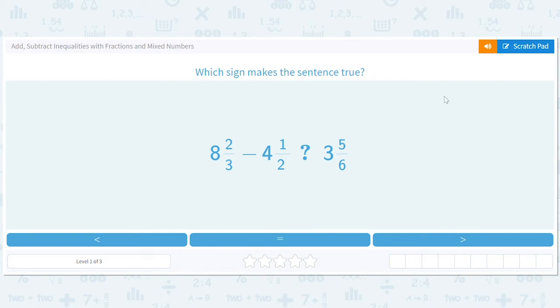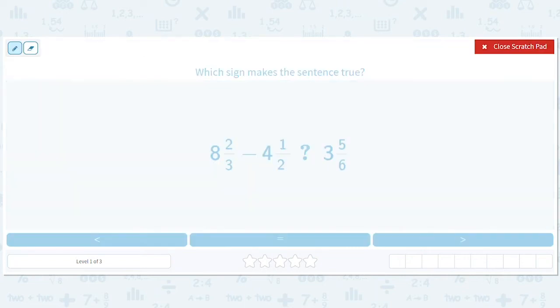CAD, subtract inequalities with fractions and mixed numbers. So, let's see if we can tell whether these things are greater than, equal to, or less than. Okay, so let's see. We've got 8 2/3 minus 4 1/2.